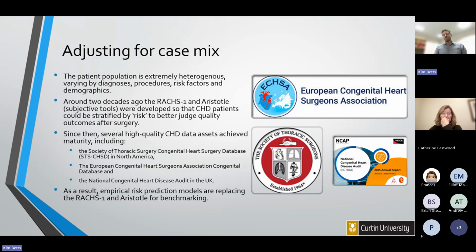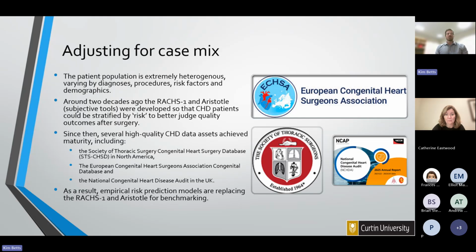So there's obviously a big problem with benchmarking any disease, but particularly for pediatric congenital heart diseases in children, and that's the immense variability in the case mix. So the patient population is extremely heterogeneous. They vary by diagnoses and procedures. And as I've shown before, some of those diagnoses are extremely severe. Some are relatively mild in today's medical world. The procedures vary. The risk factors are very different, and so are the demographics.